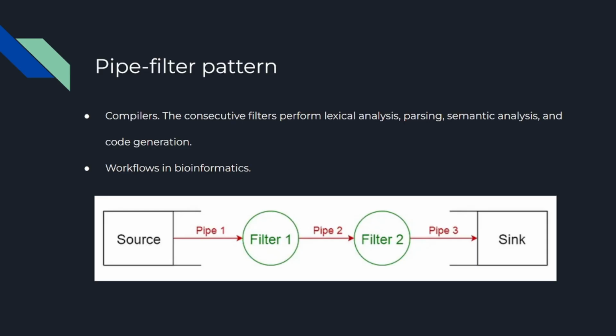So the fourth one is pipe filter pattern. This pattern can be used to structure systems which produce and process a stream of data. Each processing step is enclosed within a filter component. Data to be processed is passed through pipes. These pipes can be used for buffering or for synchronization purposes. So usage number 1 is compilers. The consecutive filters perform lexical analysis, parsing, semantic analysis, and code generation. And number 2 usage is workflows in bioinformatics. So here's the diagram of pipe filter pattern.